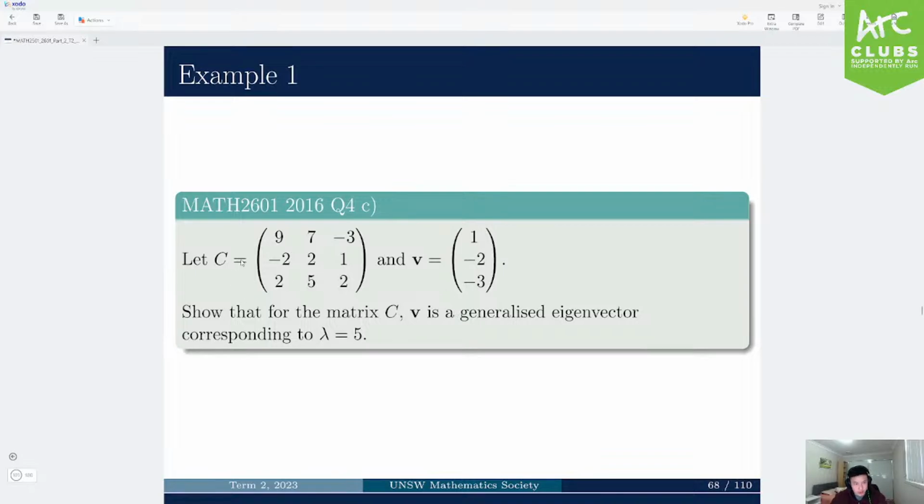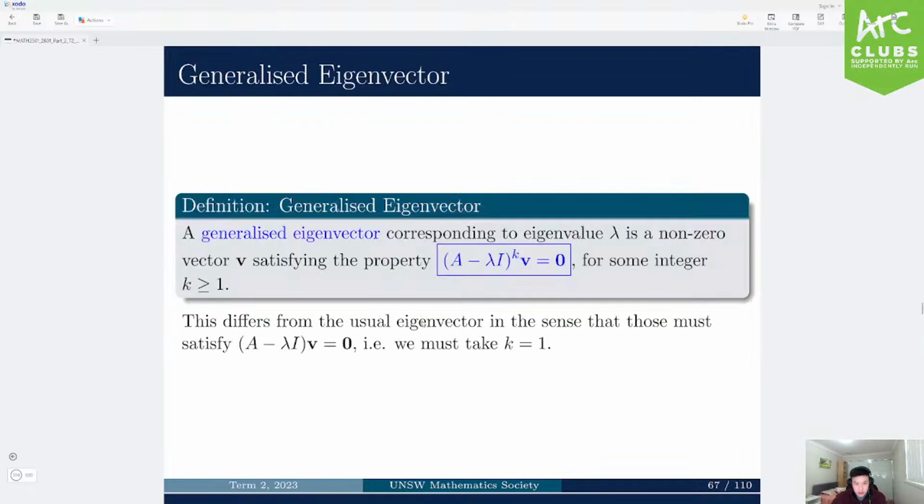Quick example here. So suppose we have matrix C and we have a vector v. Show that for the matrix C, v is a generalized eigenvector corresponding to lambda equals 5. Okay. So all we have to show is that we can find some value of k such that (A minus lambda I) to the k times v is equal to 0.